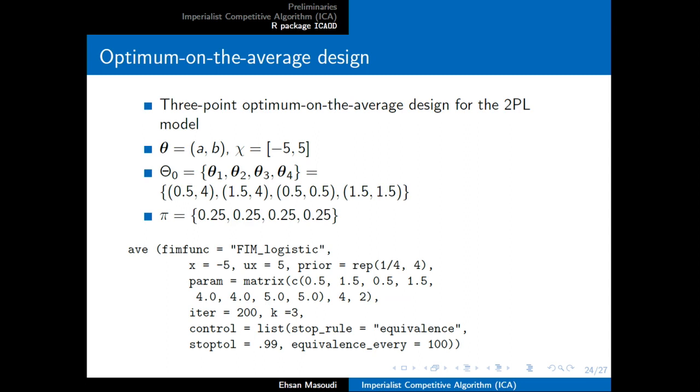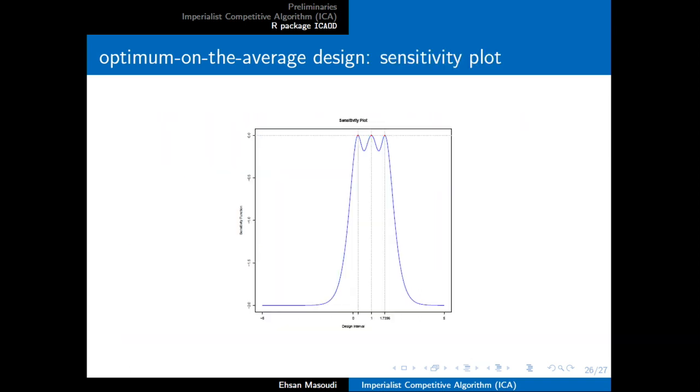So instead of initial values, or a lower bound or upper bound for the parameter, I can have a set of values. They call it optimum on the average design, or a kind of discrete Bayesian optimal design. And I can give weights to them. Then again, it is another function, but with the same structure here. And finally, I will have the plot again here.